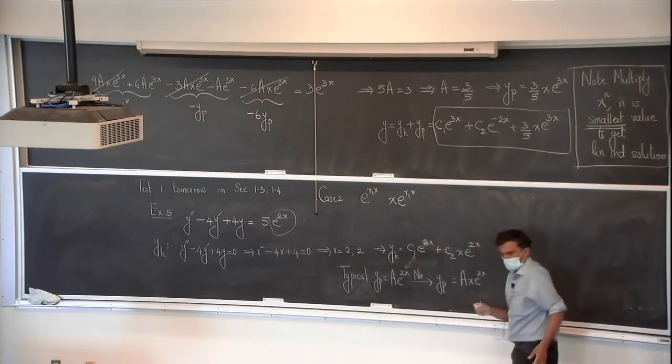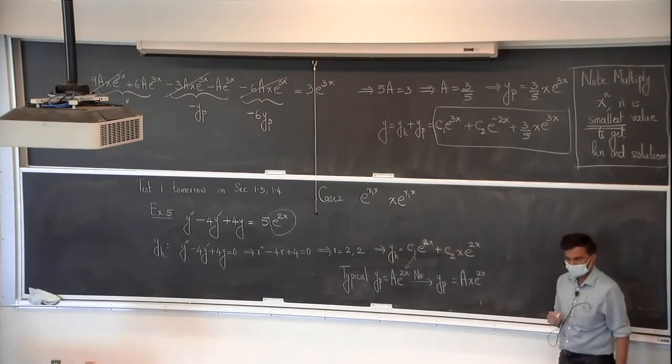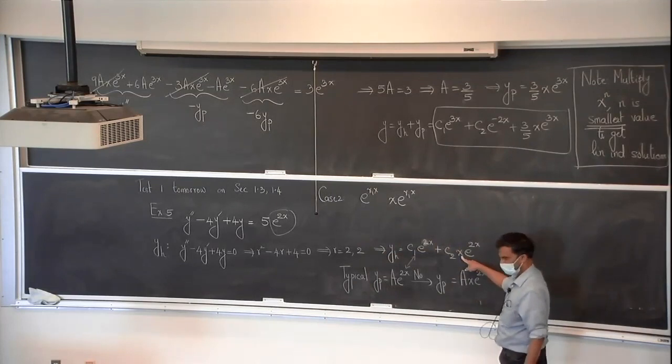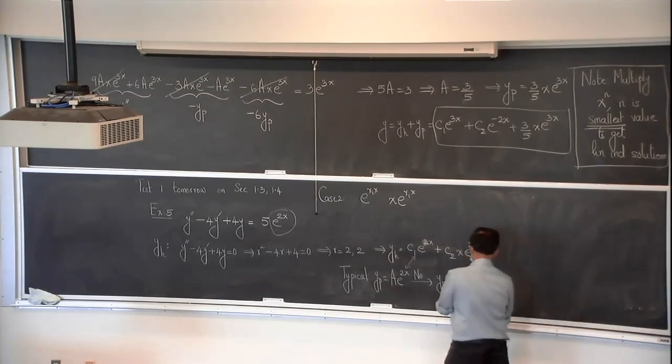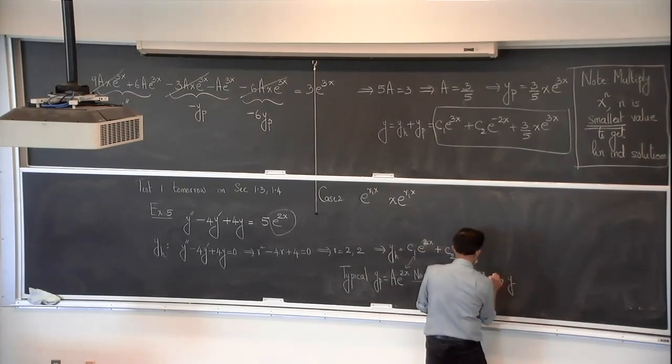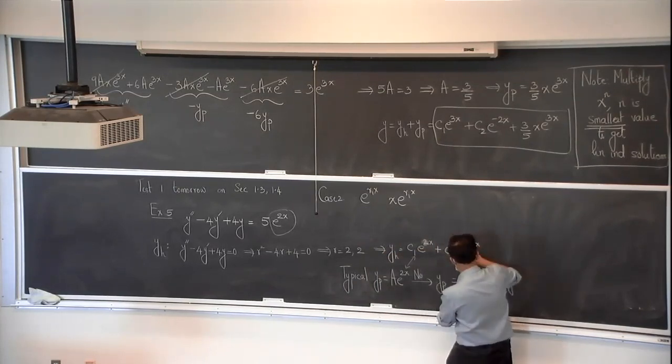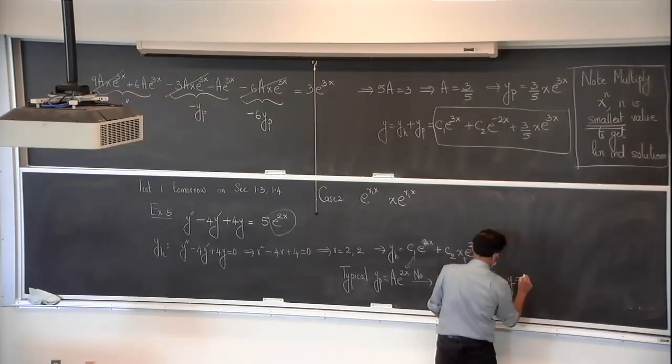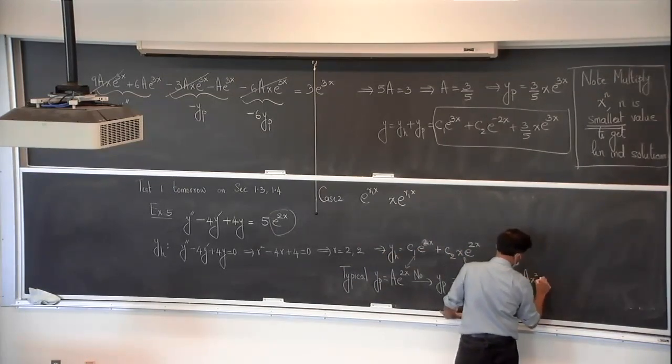Most of the time it works. Does it work this time? No, because this is here. So what is our fix? Squared. So no, because these two are linearly dependent. So y equal to ax squared e to the 2x.